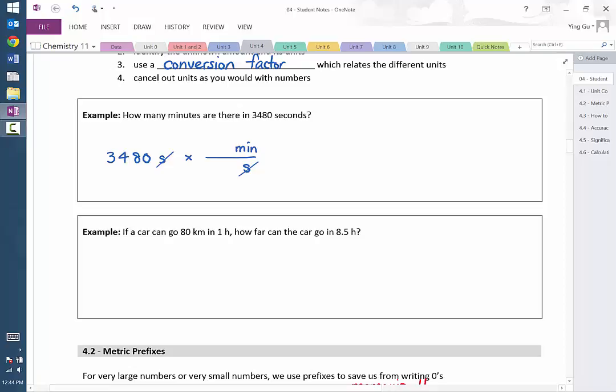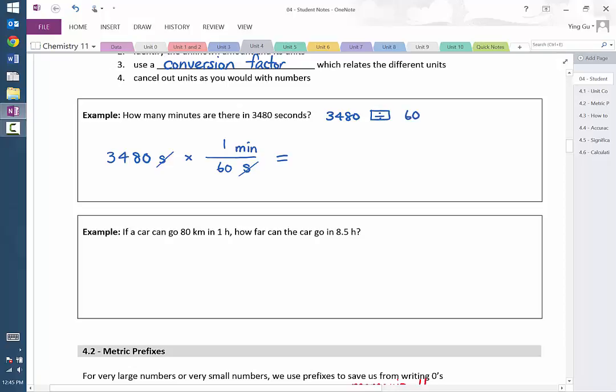Once we figure out how to set that up, we fill in the fraction with the correct relationship. What is the relationship between minutes and seconds? Inside 1 minute, there are 60 seconds. And that is how we evaluate that. In your calculator, you will be punching in your number, 3,480. Then you'll be punching in the division sign, and then you will punch in 60.